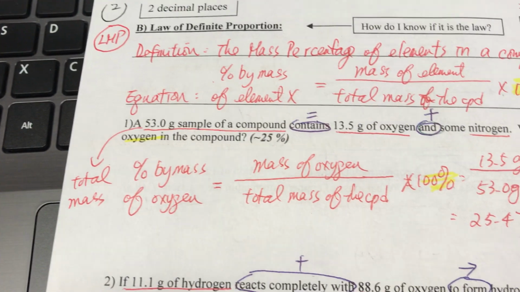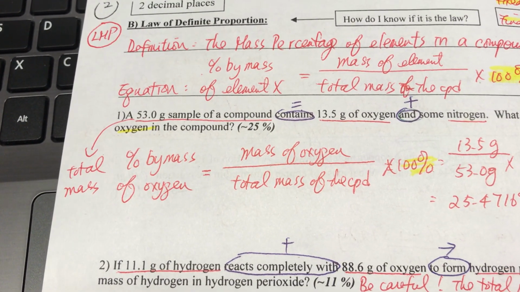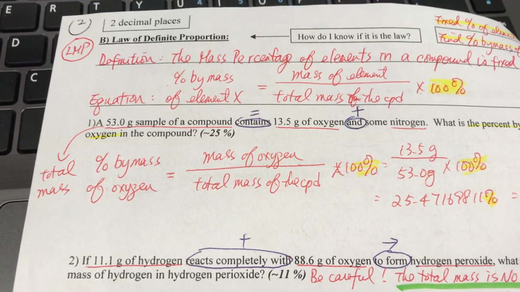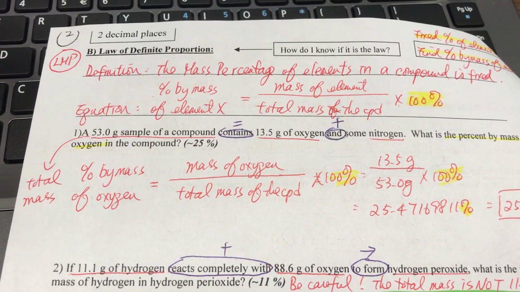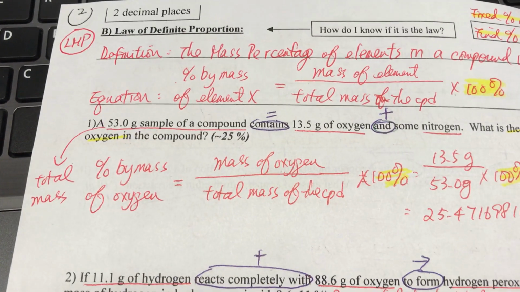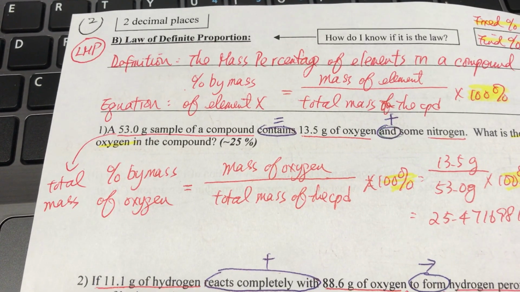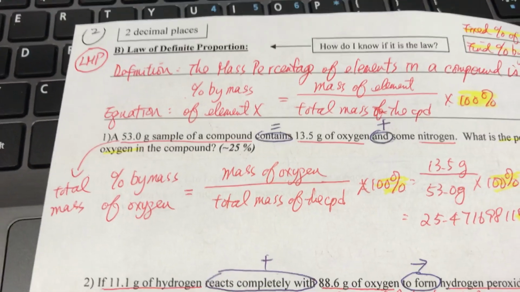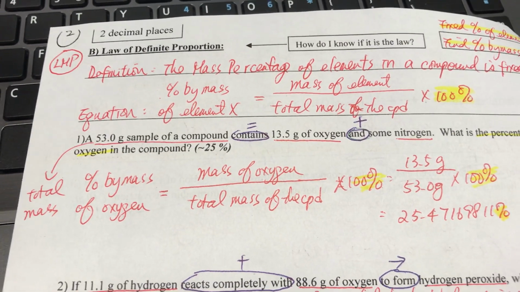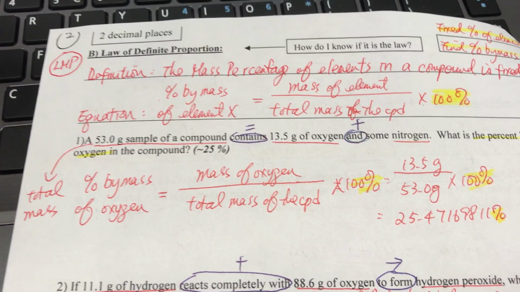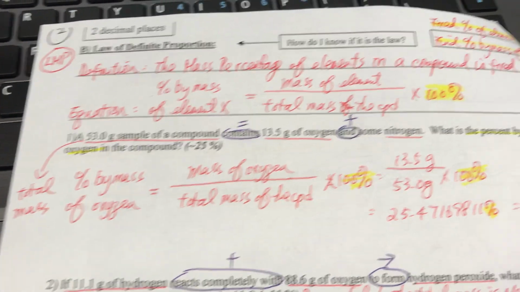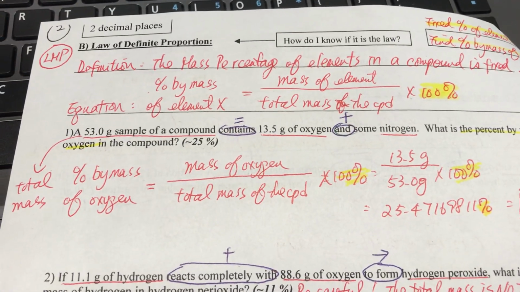Question 1: a 53.0 gram sample contains 13.5 gram of oxygen and some nitrogen. What's the percentage by mass of the oxygen in the compound? Now here, if you read the question carefully, the 53 gram is actually the total mass, because it says a compound contains oxygen and nitrogen. So the 53.0 is the compound, the total mass, and the oxygen is 13.5 gram.